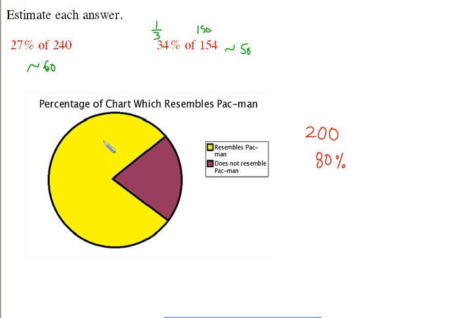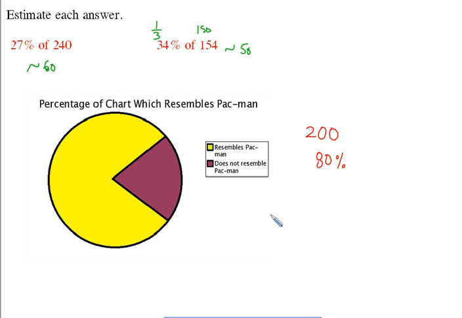Here I just want to pull this up. This here is a chart I found which represents Pac-Man. This whole section here would represent Pac-Man. This part here does not represent Pac-Man. Now if this whole thing was 200, I want to say it was 200, then about 80% of it represents Pac-Man.